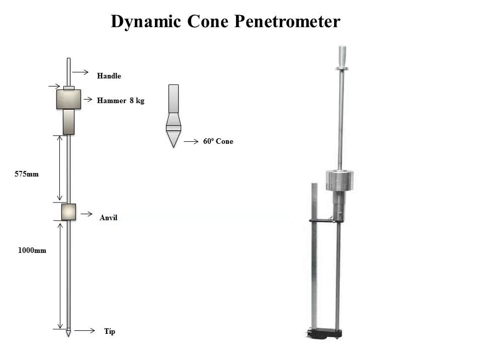This is the image of the dynamic cone penetrometer. It has a handle, an 8 kg hammer, an anvil, a tip and a cone. The cone angle is 60 degrees.